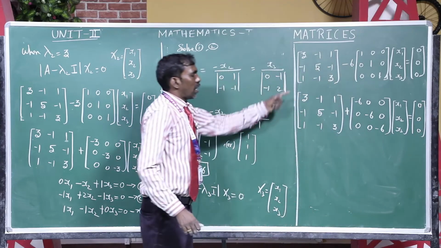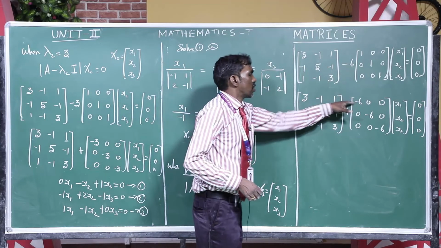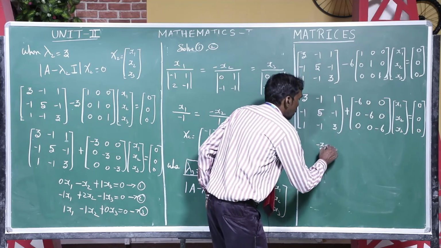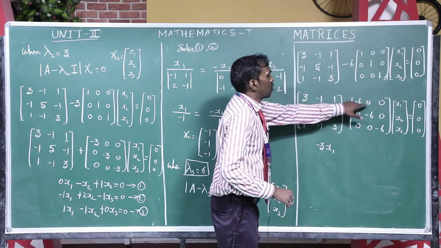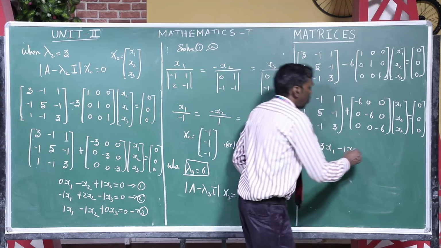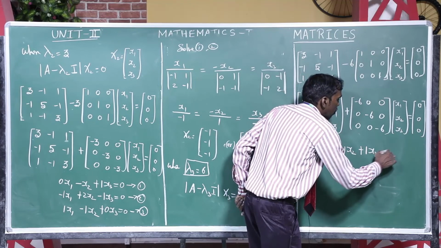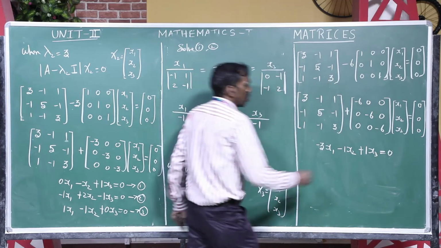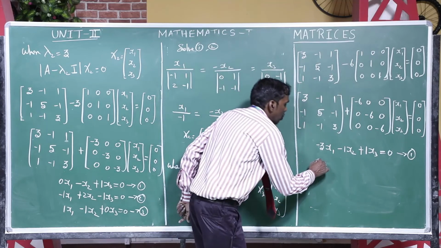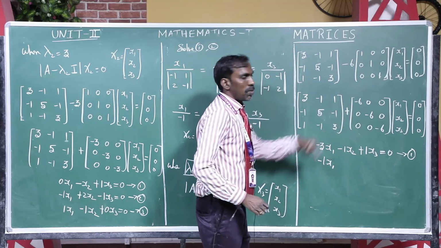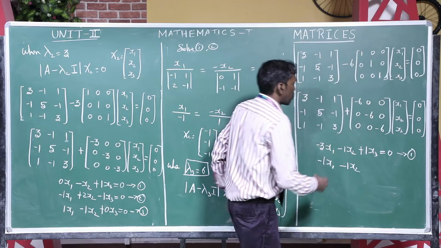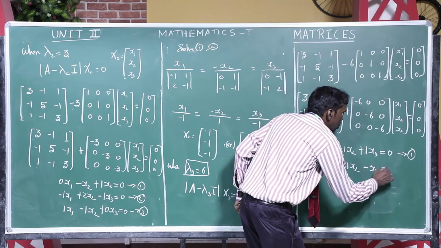Just add the corresponding elements. First, 3 minus 6 will be minus 3, so minus 3 x1. Next, minus 1 plus 0 will be minus 1, so minus 1 x2. Here 1 plus 0 is again 1 x3 equals 0. This is equation number 1. Next, minus 1 plus 0 will be minus 1 x1. Here 5 minus 6 will be minus 1, so minus 1 x2. Then minus 1 plus 0 will be minus x3 equals 0.